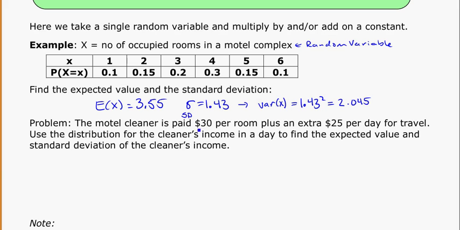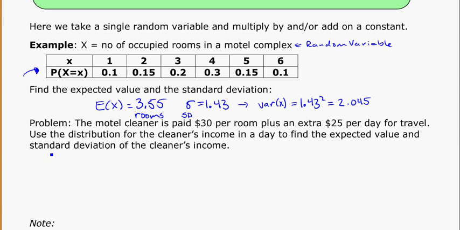So the motel cleaner is paid $30 per room, plus an extra $25 per day for travel. Use the distribution for the cleaner's income in a day to find the expected value and standard deviation of the cleaner's income. So this is the expected distribution of the number of rooms that will be occupied on any given day. We know our expected value is 3.55 and our standard deviation is 1.43. So this is for the number of rooms. On average, 3.55 rooms will be occupied at the motel.